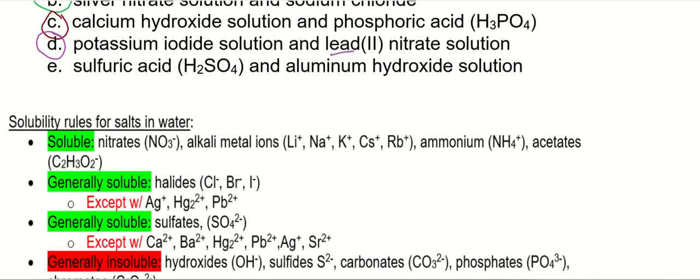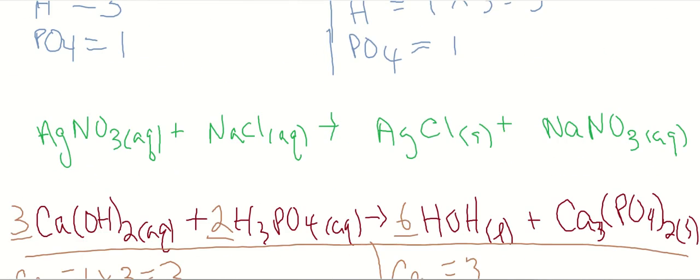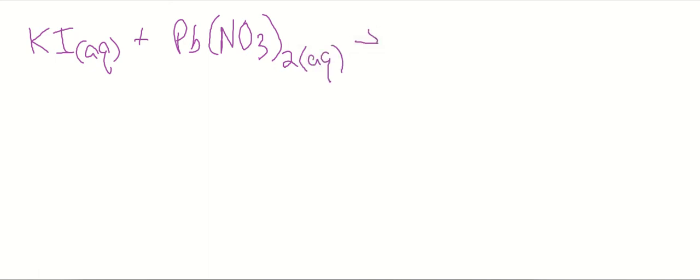Lead 2 nitrate solution. Lead 2 nitrate. So I'm going to need a parenthesis around here because nitrate has a 1 negative charge. Right, you can do the charges, crisscross them. That's in solution. Nitrates are soluble. No exceptions. Actually, I think certain. Just forget that what I just said.